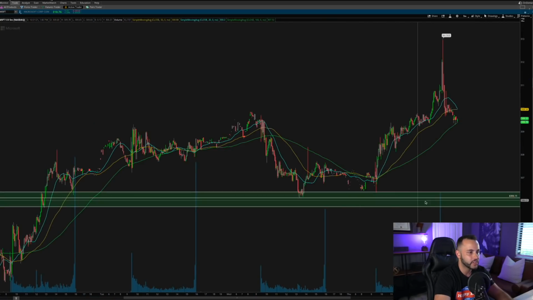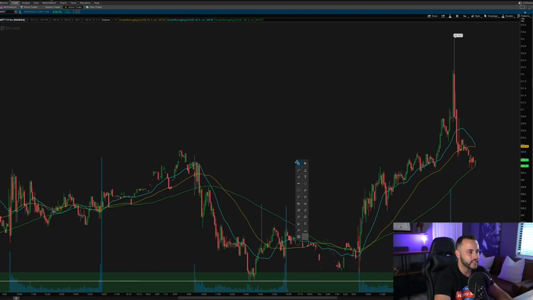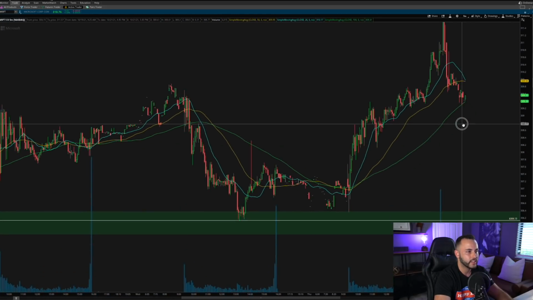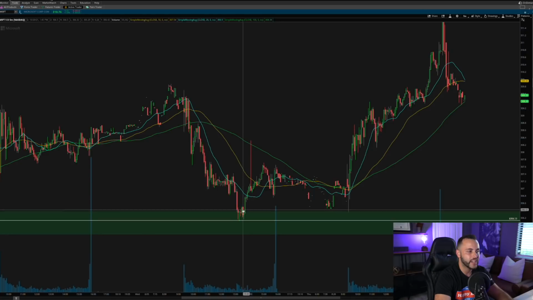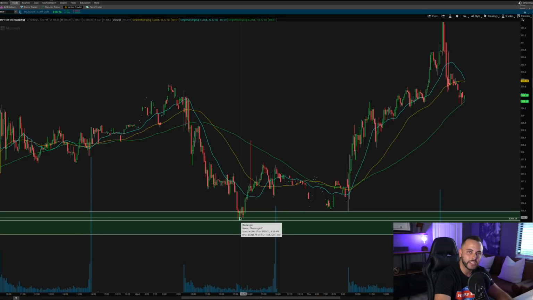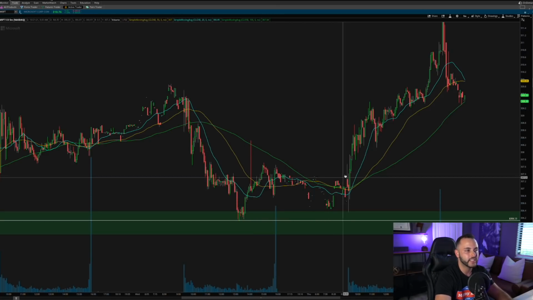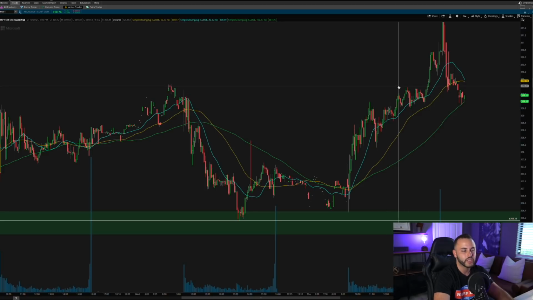Here's the 5-minute chart yesterday. This is yesterday right here, and this is today, right? So look at that respect that Microsoft had there at the previous all-time high. Look at how it pulled back, bounced off of it, and today we got the very nice push.